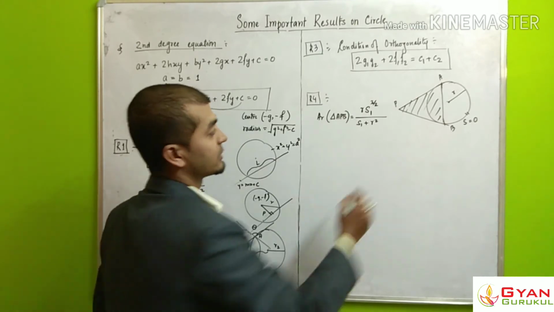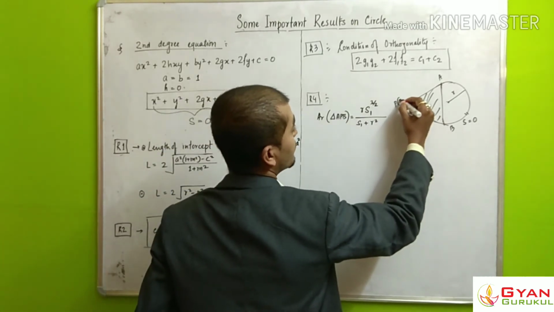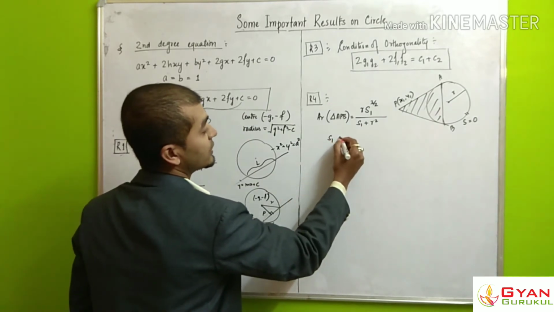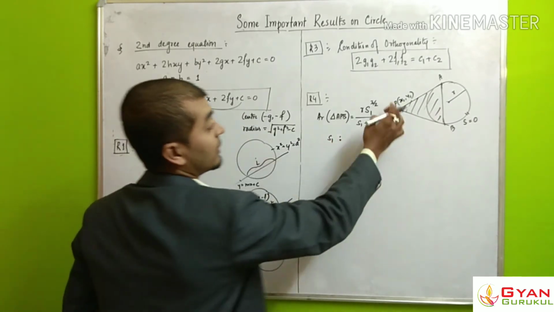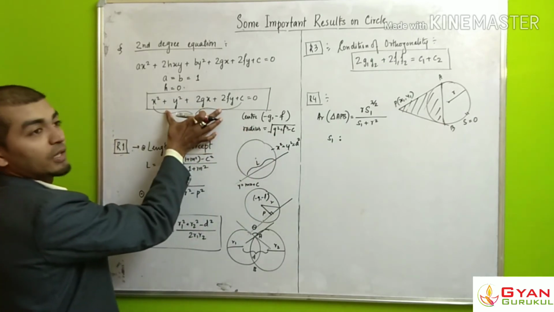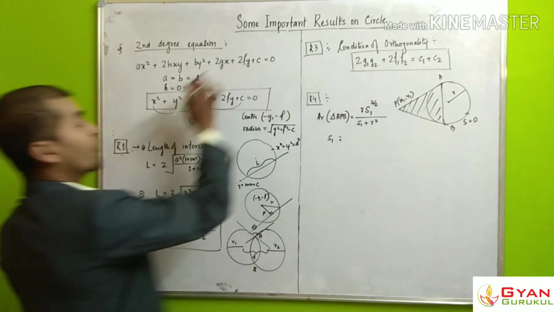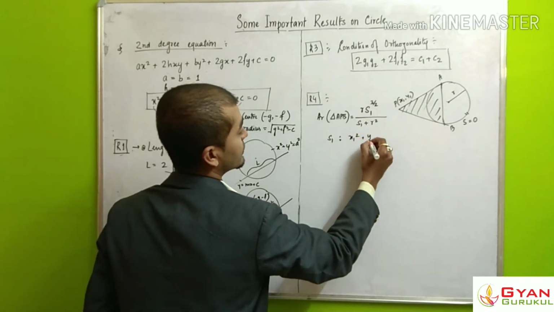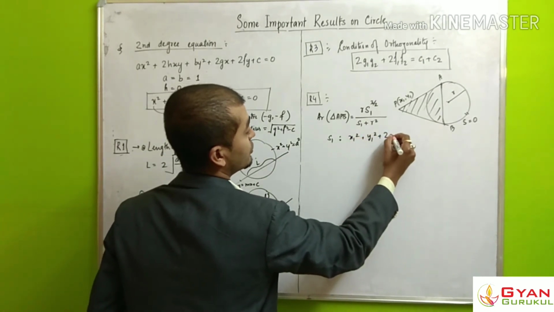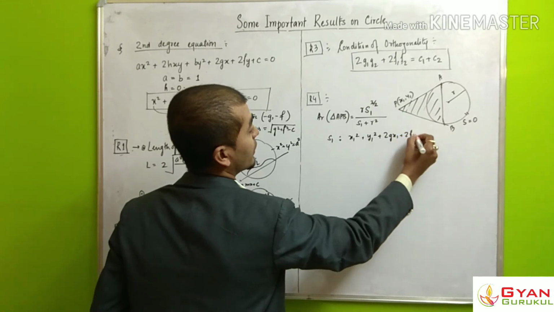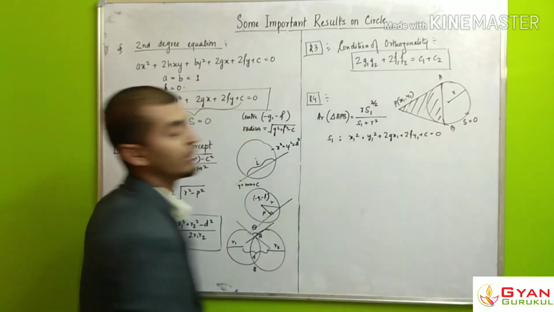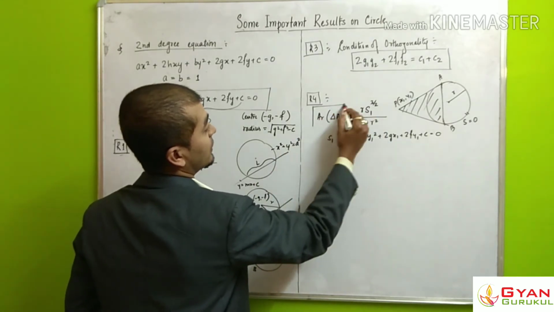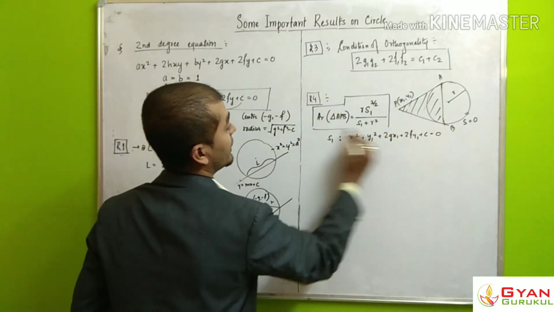S1 means, suppose the coordinates of this point are x1, y1, then S1 symbolizes the value of the left hand side when you put that point over here. That means it will be x1 square plus y1 square plus 2gx1 plus 2fy1 plus c. It's that simple. So this was the formula for area.